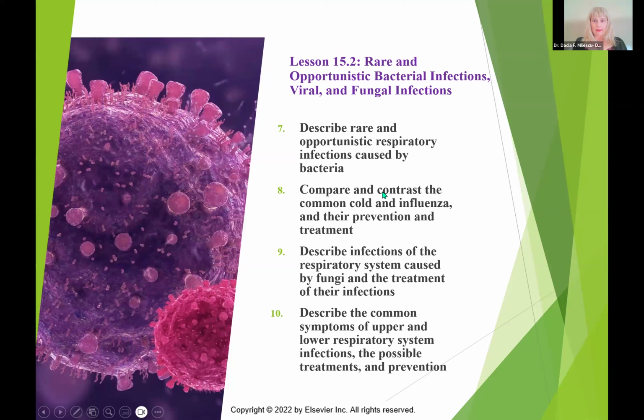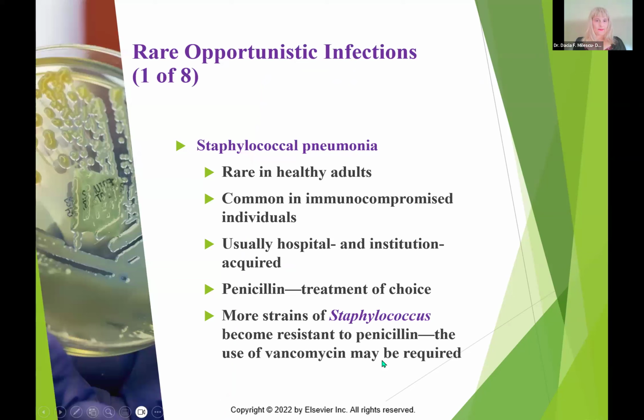Then we're going to talk about comparing and contrasting the common cold and influenza, their prevention and treatment. And then we're going to finally talk about describing the infections of the respiratory system that's caused by fungus, how to treat that. And then describing the common symptoms of upper and lower respiratory infections and the possible treatments and prevention. So let's talk about staphylococcal pneumonia.